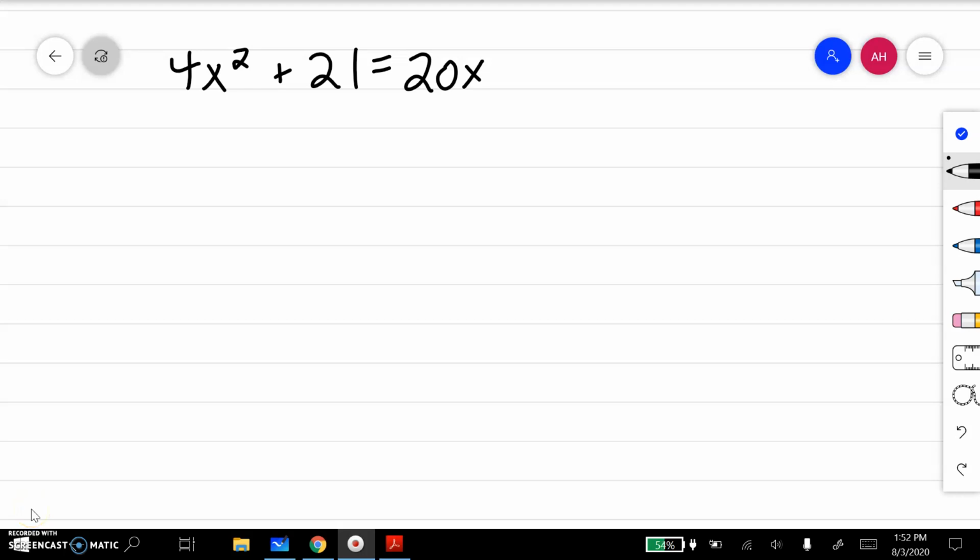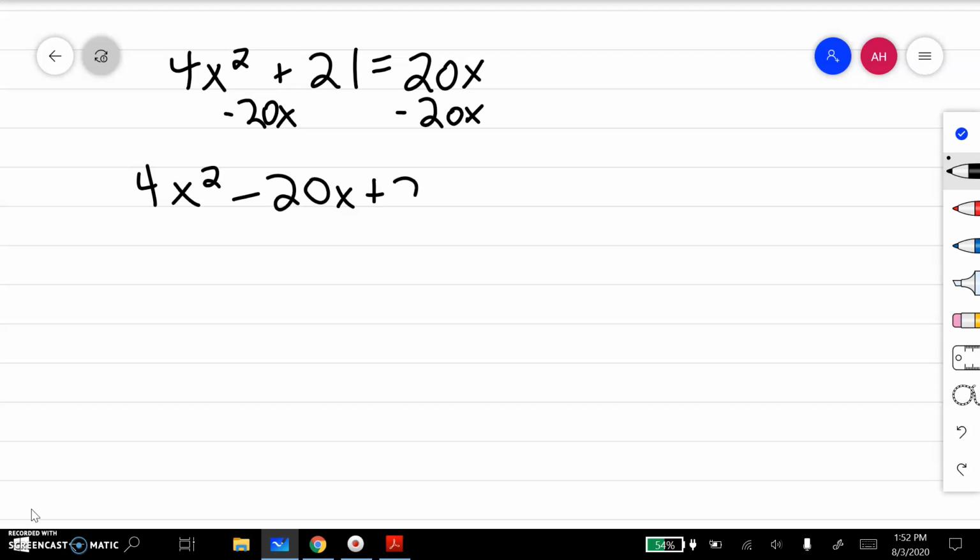Okay, guys, I'm going to solve a couple more quadratic equations. So first of all, remember that they have to be equal to 0. So I'm going to subtract this 20x, and I want it in descending order, so I'm going to put it in the middle. So we've got 4x squared minus 20x plus 21. And that will equal 0.